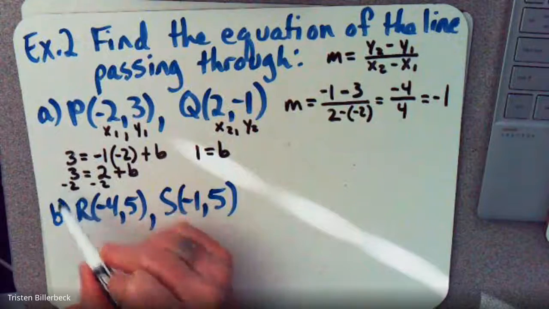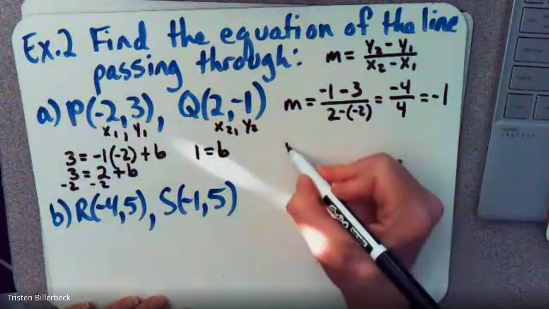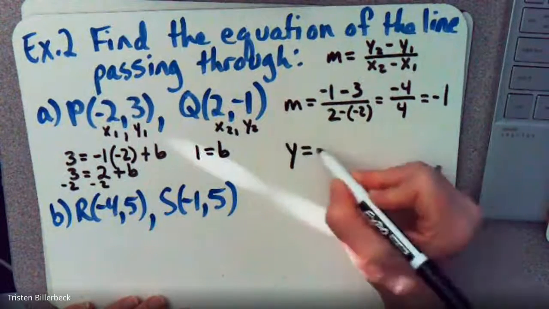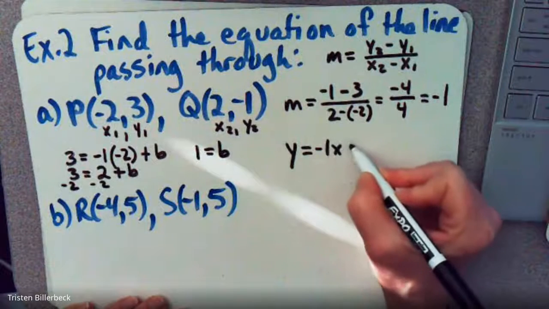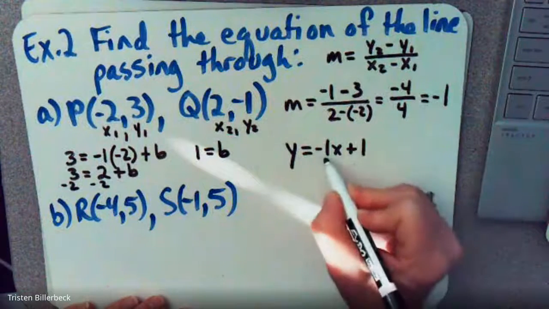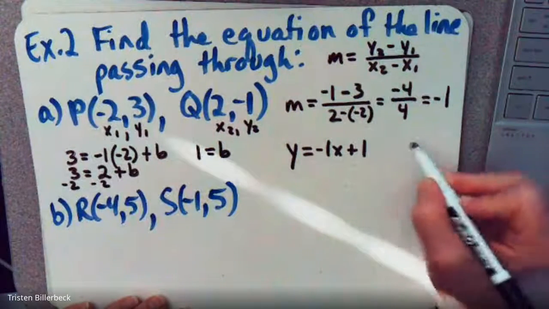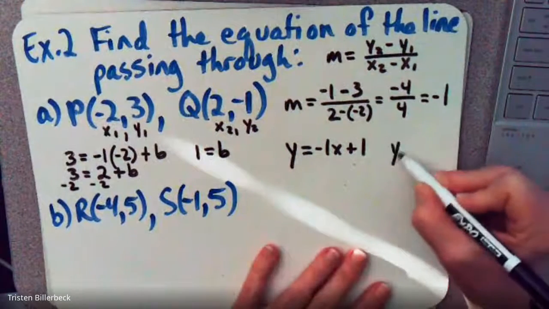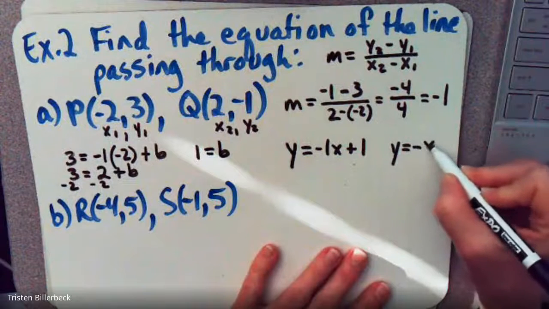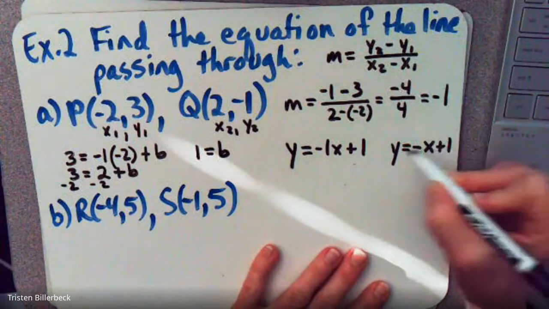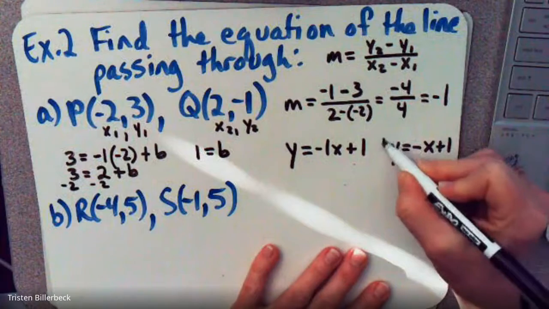Okay, because 3 minus 2 is 1. So my equation then is going to be y equals -1x plus 1, but we don't write a 1 or a -1 in front of a variable, so we would write y equals -x plus 1, and that would be our equation.